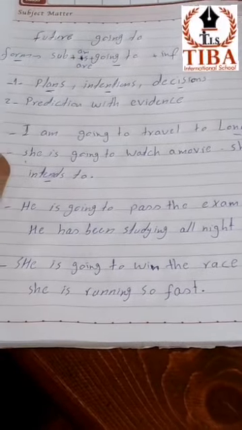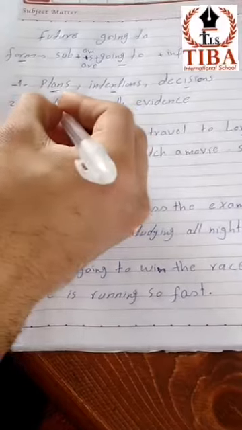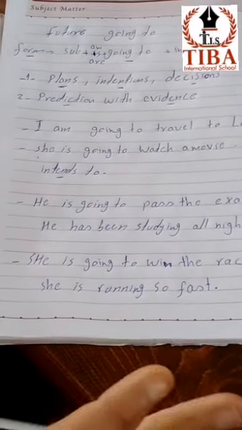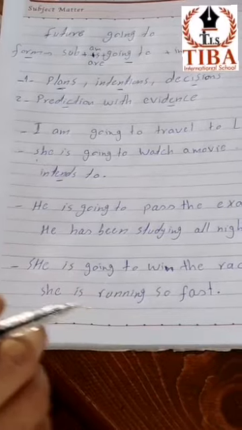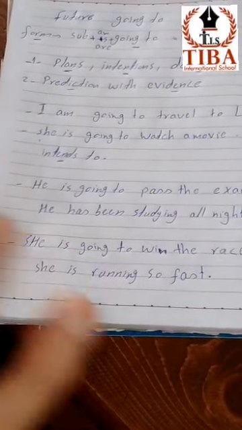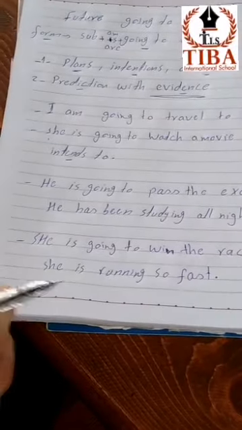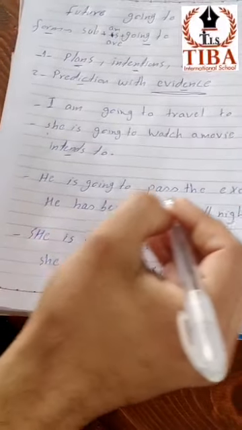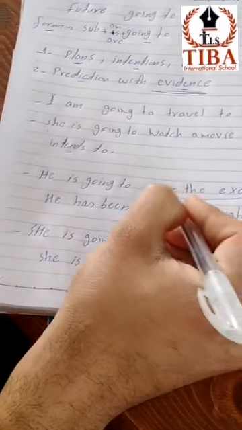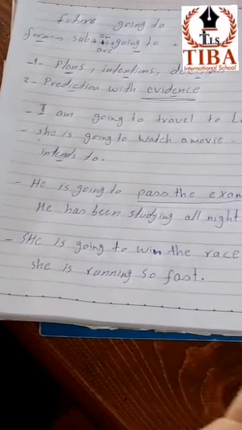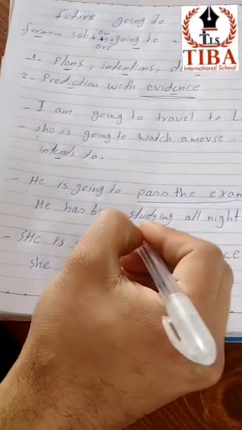The second usage for future going to is prediction with evidence. I predict, I think that something will happen in the future and I have an evidence. For example, she's going to pass the exam. I think that she is going to pass the exam. Why are you so sure? Because I have an evidence. What is your evidence? She has been studying all night.